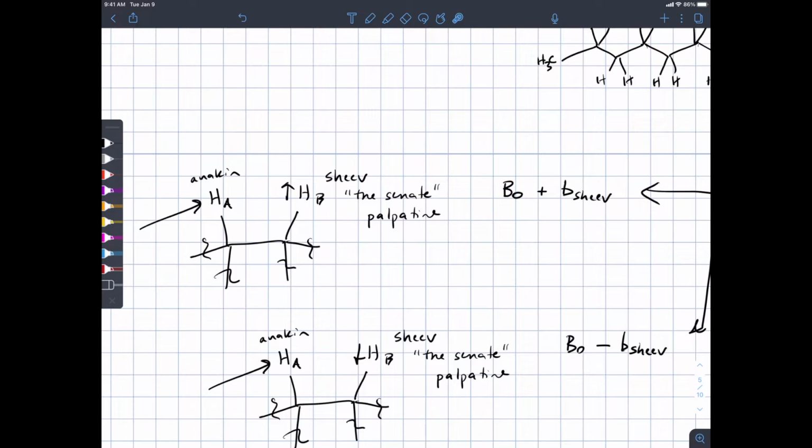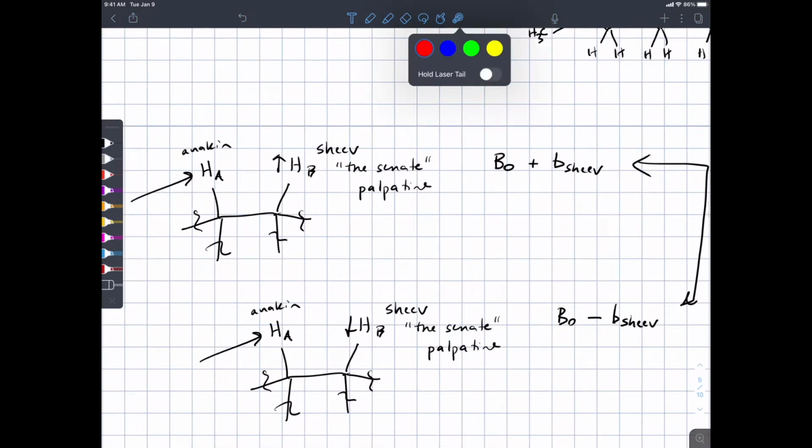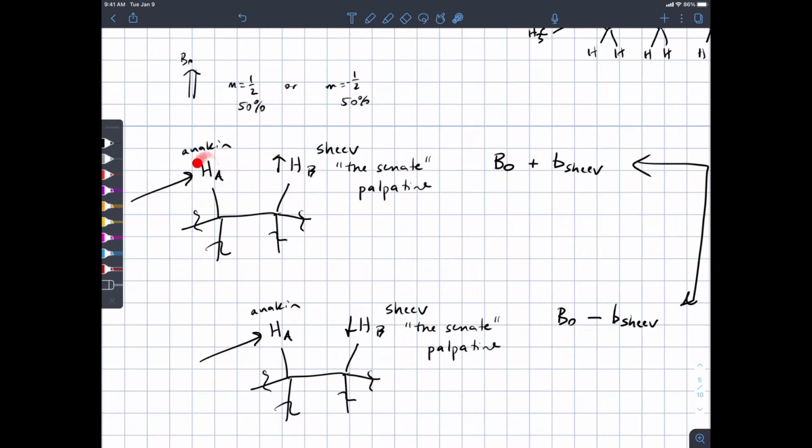Okay, as I told you before, protons in the presence of a magnetic field can either be aligned with the magnetic field or against the magnetic field. And I told you that the population of those two options is about 50-50. So in any given molecule, Anakin can experience either Palpatine being aligned with the field or against the field. It's got two different options, right?